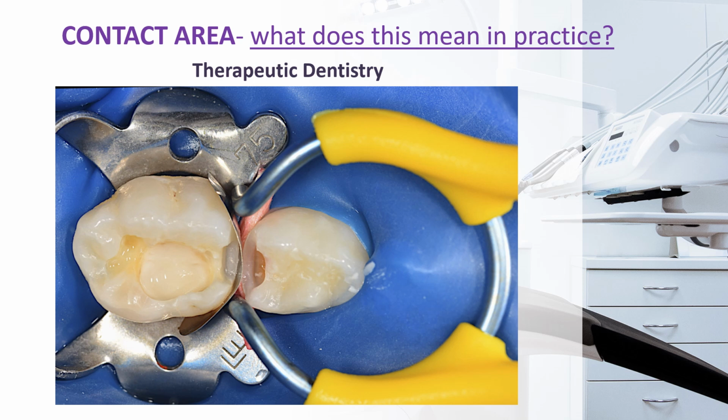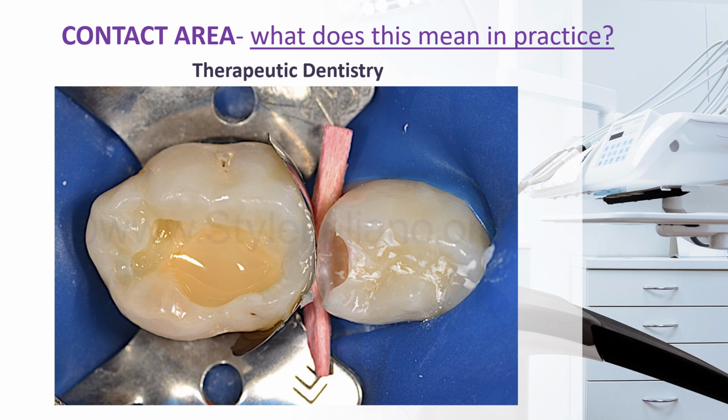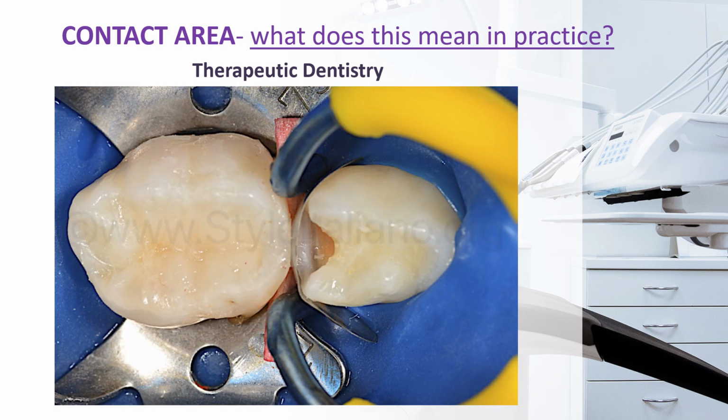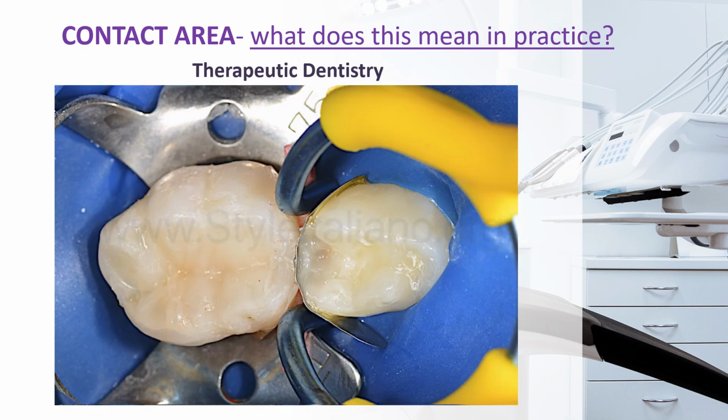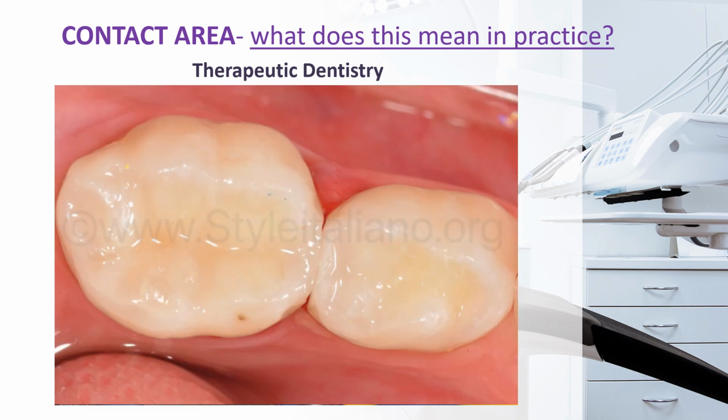It means that to get nice composite restorations, we must use special preformed metal matrices with special rings to get tight approximal contacts between restorations, step by step. And the final result.